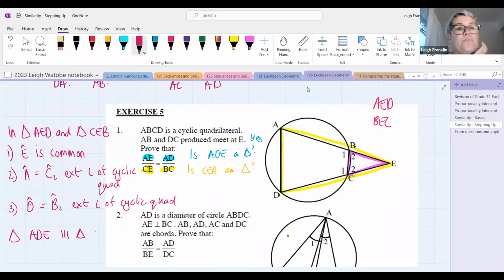Remember all these angles over here. The ones on the left-hand side belong to the yellow triangle. So we've got E, we've got A, we've got D. The ones on the right belong to, sorry, what's actually the little pink triangle.